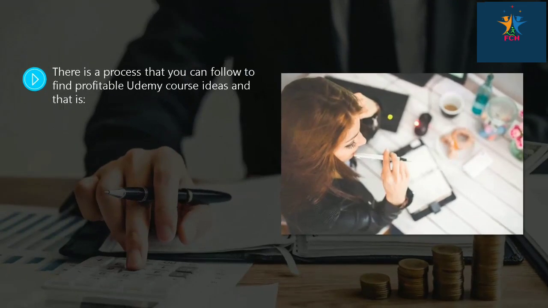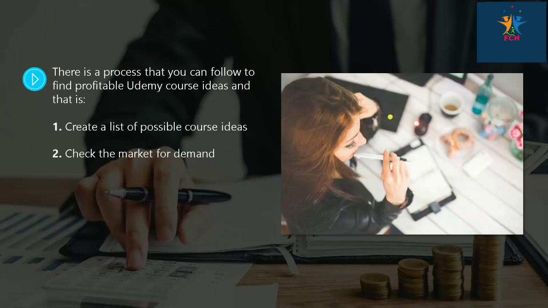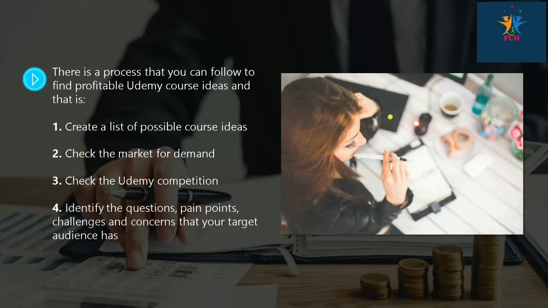There is a process that you can follow to find profitable Udemy course ideas, and that is: 1. Create a list of possible course ideas. 2. Check the market for demand. 3. Check the Udemy competition. 4. Identify the questions, pain points, challenges, and concerns that your target audience has.